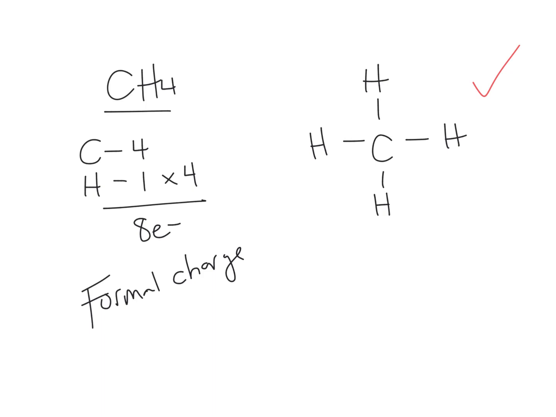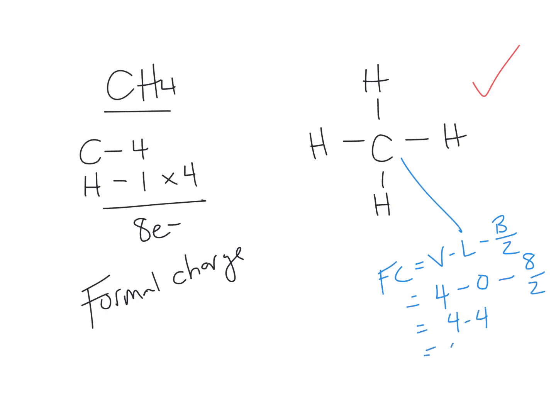For the formal charge of carbon, first write out the big ugly formula. The number of valence electrons in carbon is supposed to be 4. The number of lone pair electrons for carbon in this structure is 0. There aren't any lone pairs. And the number of bonding pair electrons for carbon in this structure is 8. Divide that by 2, and we end up with 4 minus 4, which is 0. And that's great. That's what you want your formal charge to be. That's the best it could turn out to be.